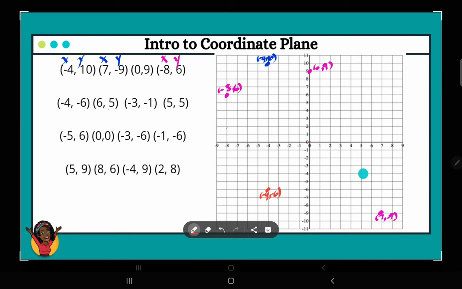Now we have (6, 5). So we're going to go to the right to +6, and then we're going to go up to 5. Next, (-3, -1): we're going to go to the left -3, and then we're going to go down to -1, which is right here. So that's (-3, -1). Now I have (5, 5), so I'm going to go to the right 5, and then I'm going to go up 5.